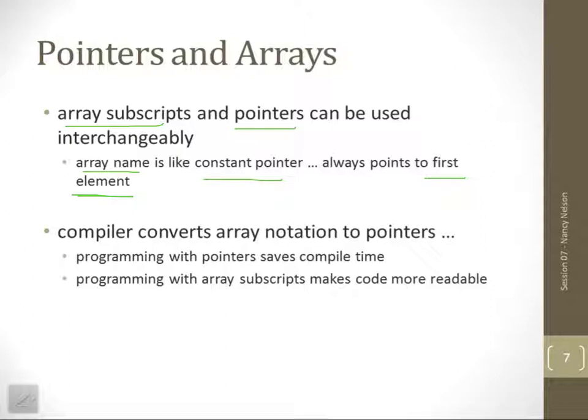Now, which do you do? That would depend on the circumstance. The compiler itself actually converts. If you write it using array notation, it's going to convert that to pointer notation internally. So if you program it with pointers, it actually saves a little bit of compile time. That's not a really big issue these days with the speed of machines that we have.